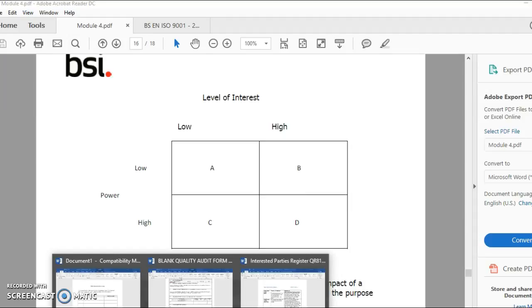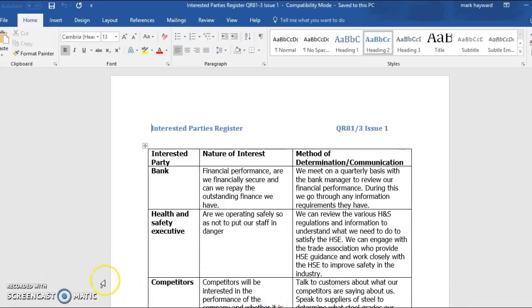So if we have a look at a worked example, or an example of what I use for my firm, we can see here in the document that I've titled Interested Parties Register the various interested parties for my organisation. So what we've got there is bank, which we've talked about. So for us, the bank is really key.